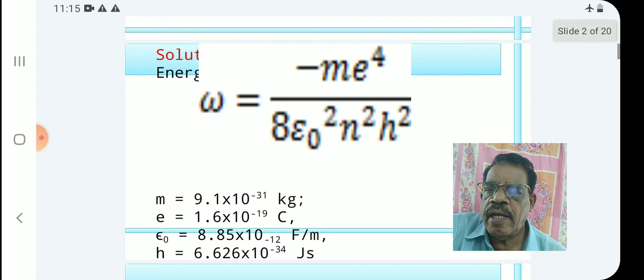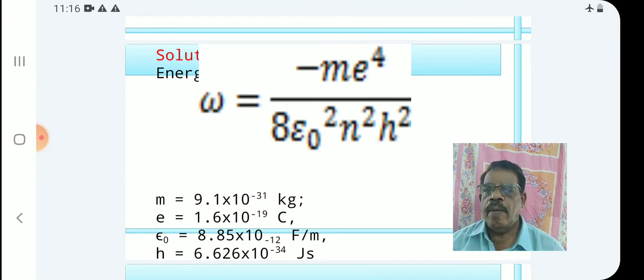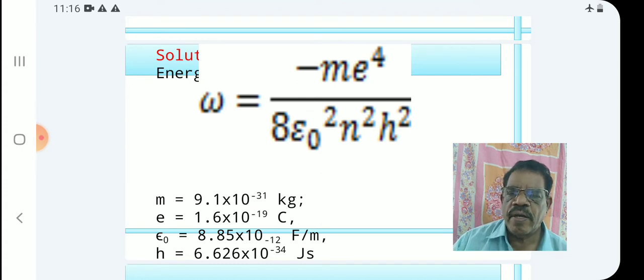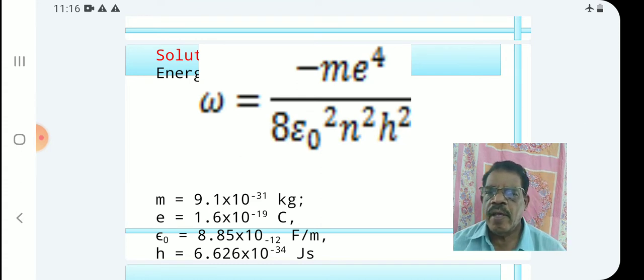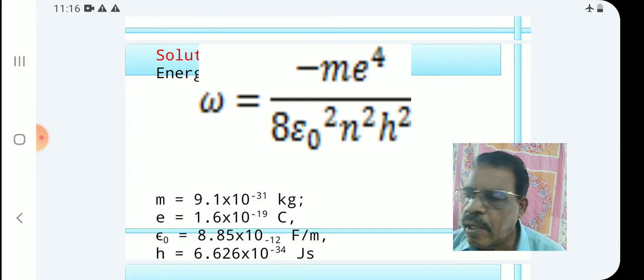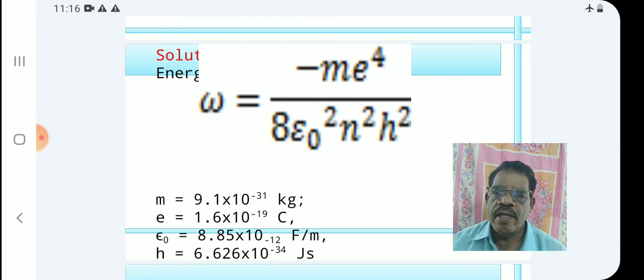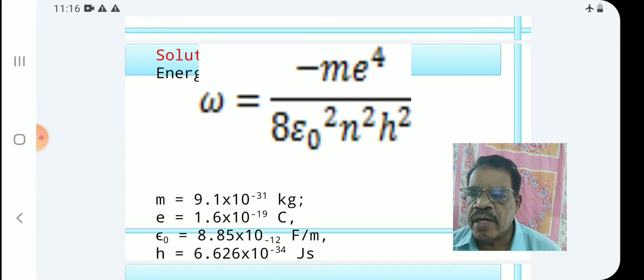The equation is W is equal to minus m e raised to 4 by 8 epsilon 0 square n square h square. W is the energy, m is the mass of the electron, e is the electronic charge, epsilon 0 is the permittivity of free space, n is the quantum number, the number of the orbit, and h is Planck's constant. The values are written below.